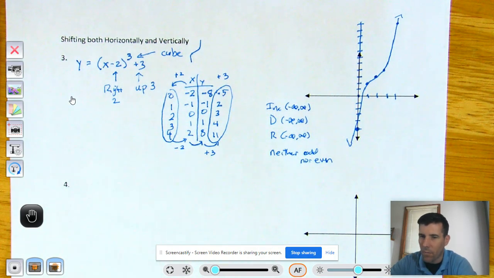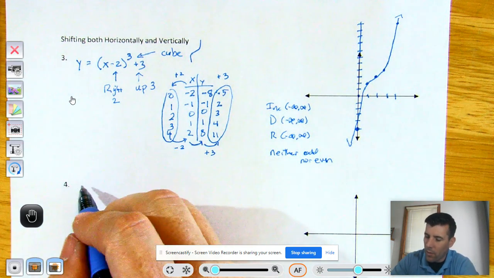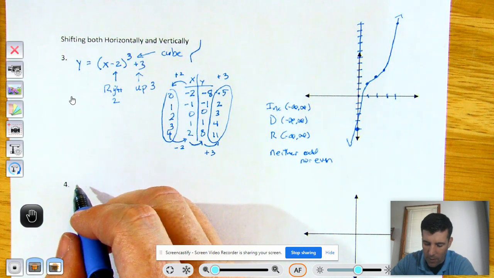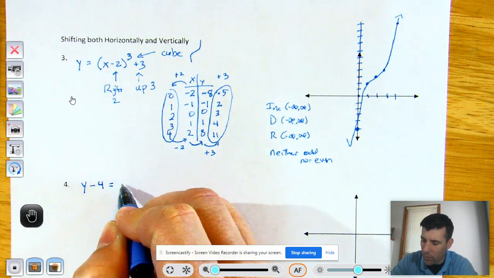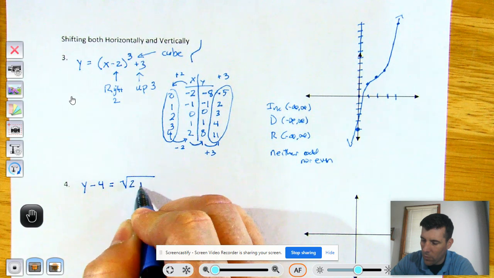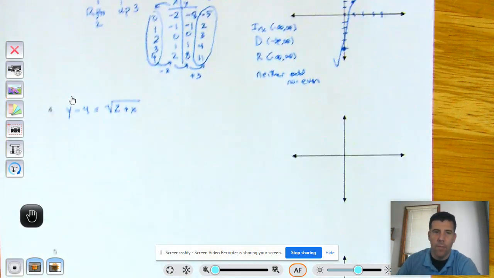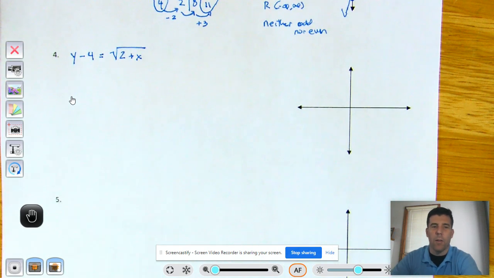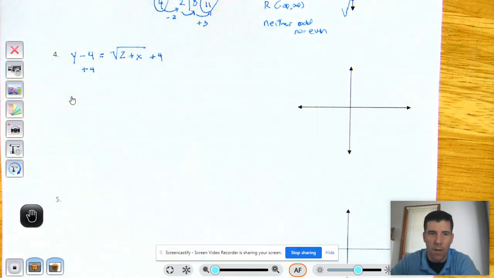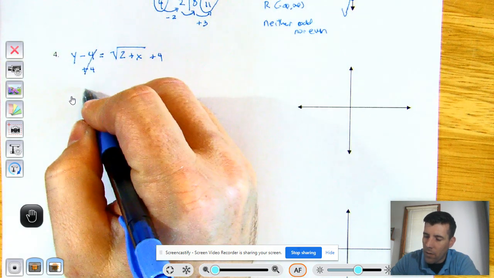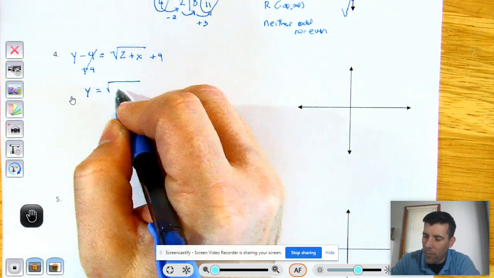All right. Okay, let's see. What can we end with? Let's look at one where it's written a little bit differently. Let's try y minus 4 equals radical 2 plus x. You might notice a couple things. The y is not isolated by itself. So the first thing I'll probably want to do is add that 4 to both sides of the equation. So we get y equals radical 2 plus x plus 4.